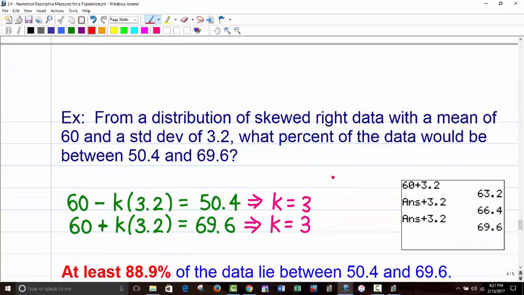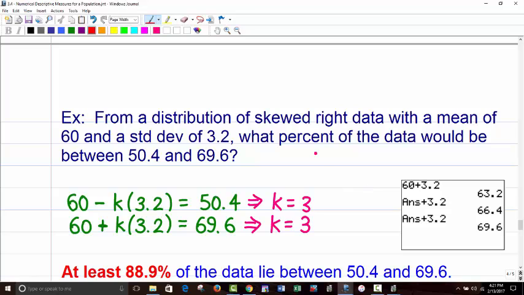Here's another one where, all right, here we go, skewed right. Okay, that's enough to tell you right there, it's Chebyshev. So similar to the empirical rule, we're doing the problem both ways. Now we're trying to find the appropriate percentage. So it's the mean of 60, standard deviation of 3.2, between 50.4 and 69.6.